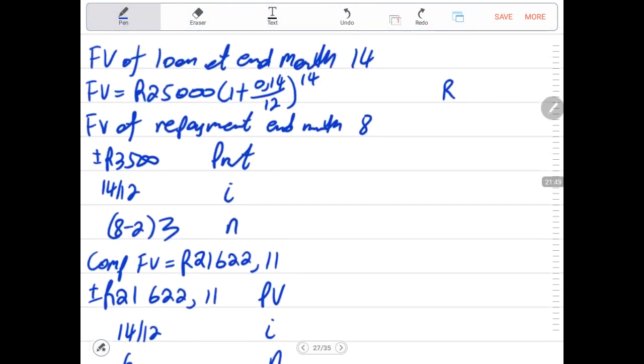Now we have 25,000. Maybe I forgot to rewrite it. 1 plus 0.14 divided by 12, to the power of 14. Then we get 29,407 rands 91 cents. So now we have the future value of the loan.